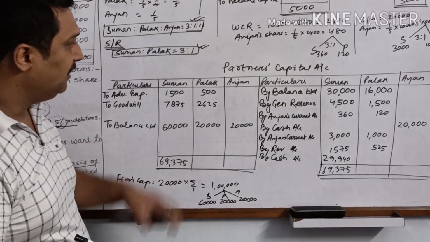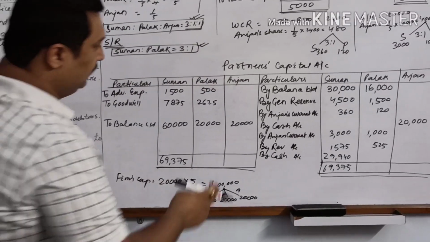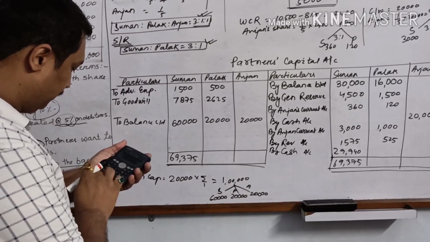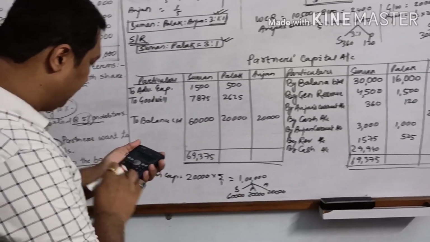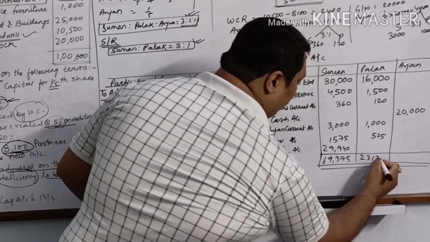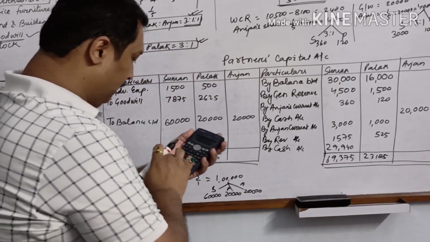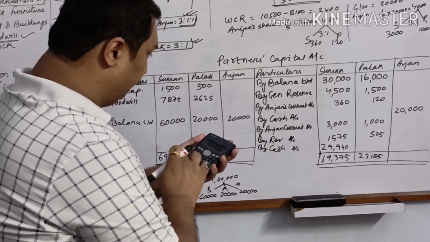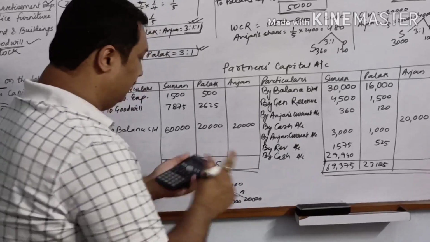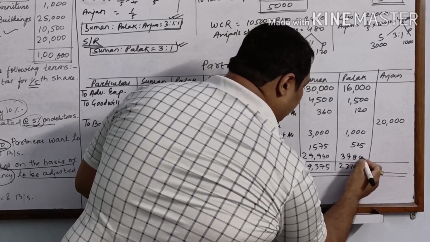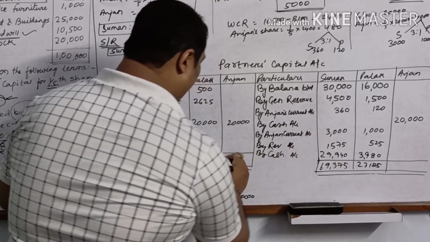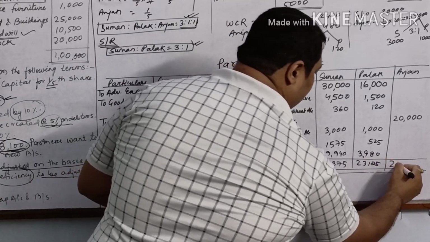Similarly, we will check for Palak. Palak's credit side is more. 20,000 plus 2,625 plus 500 is 23,125. 23,125 minus 16,000 minus 1,500 minus 120 minus 1,525 is 3,980, which will be brought by Palak, and Anjan's both the sides have equal balance.